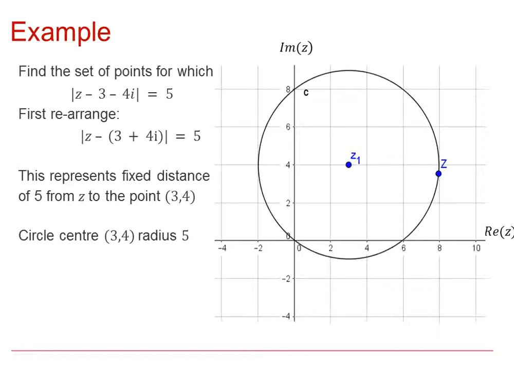So, looking at the circle on the Argand diagram, what we are saying is that the variable point z equals x plus iy can be anywhere on the circumference of that circle.